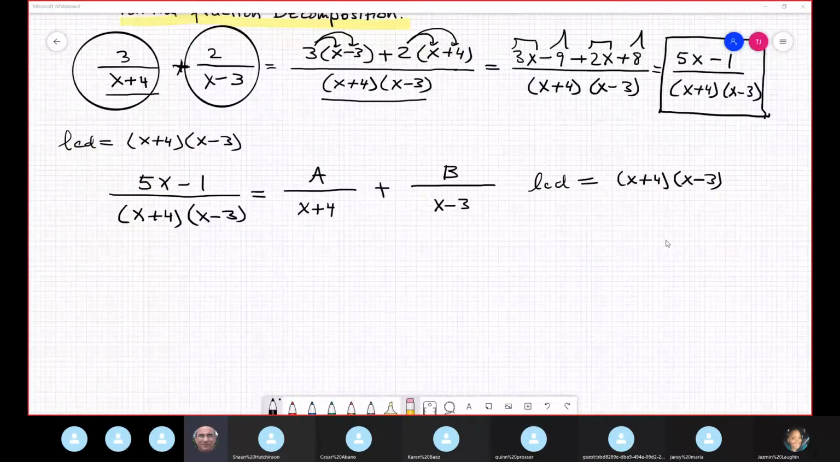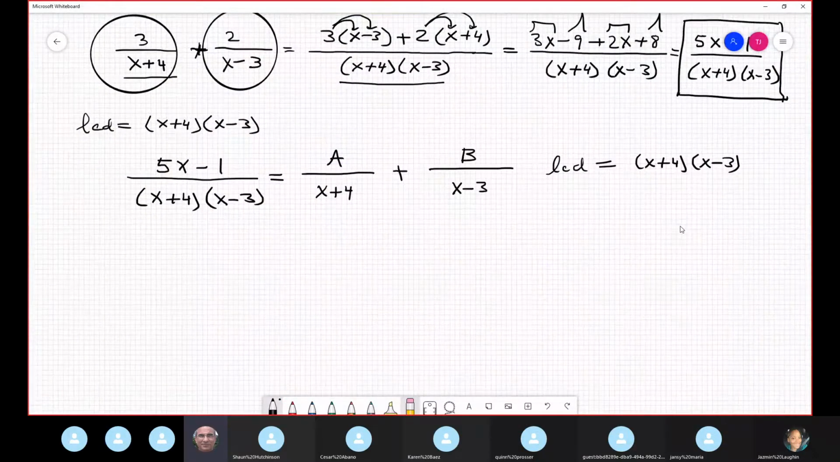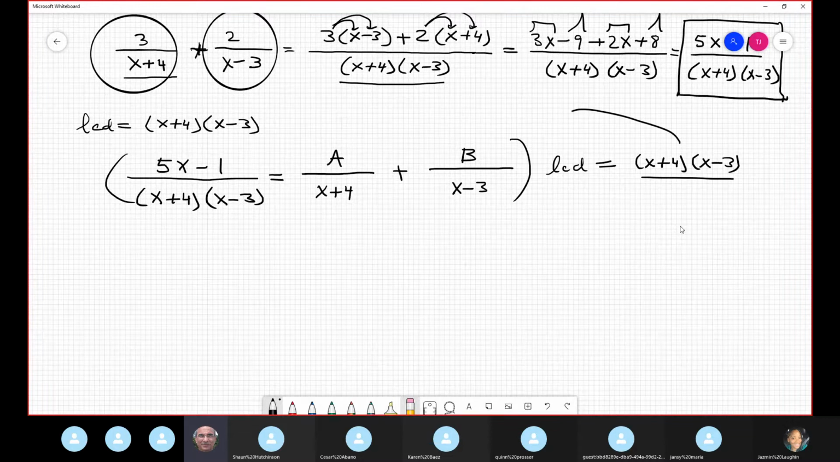And you multiply the entire expression by the least common denominator. So multiply this times this. And this is common that we are doing when you want to eliminate fractions. This is classical in algebra.